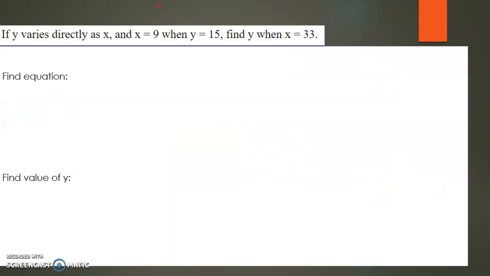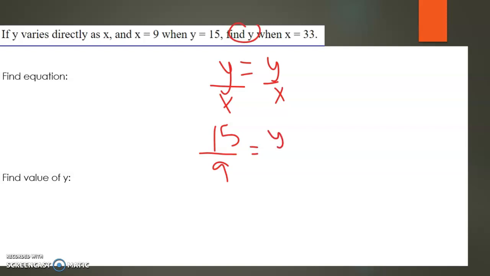Here it says if y varies directly as x and x equals 9 when y equals 15, find y when x equals 33. Remember, it's always y over x equals y over x, and you plug things in as you see them. So when y is 15, x is 9, and you set it equal. I'm finding y, so I put a y up here, and x is 33. And then you solve for y.